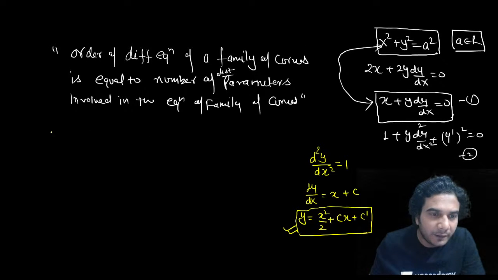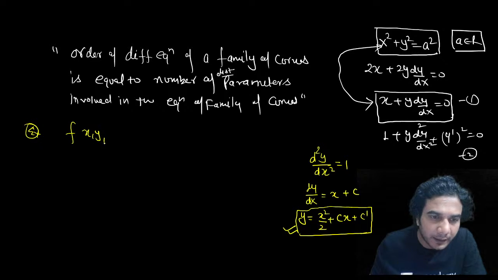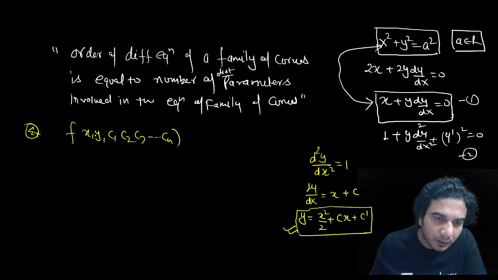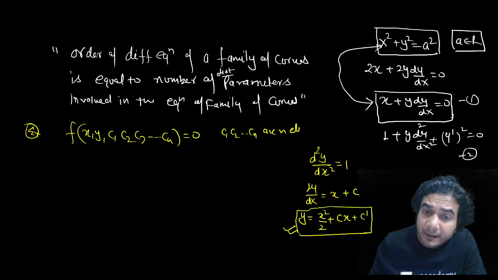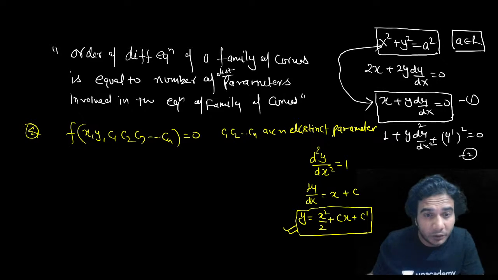So I was giving you this example. Let's suppose f of x, y, c1, c2, c3, and so on, cn are parameters in this equation. C1, C2, C3 up to Cn are n distinct parameters. Now this distinct is also important. I'll tell you later, after this.